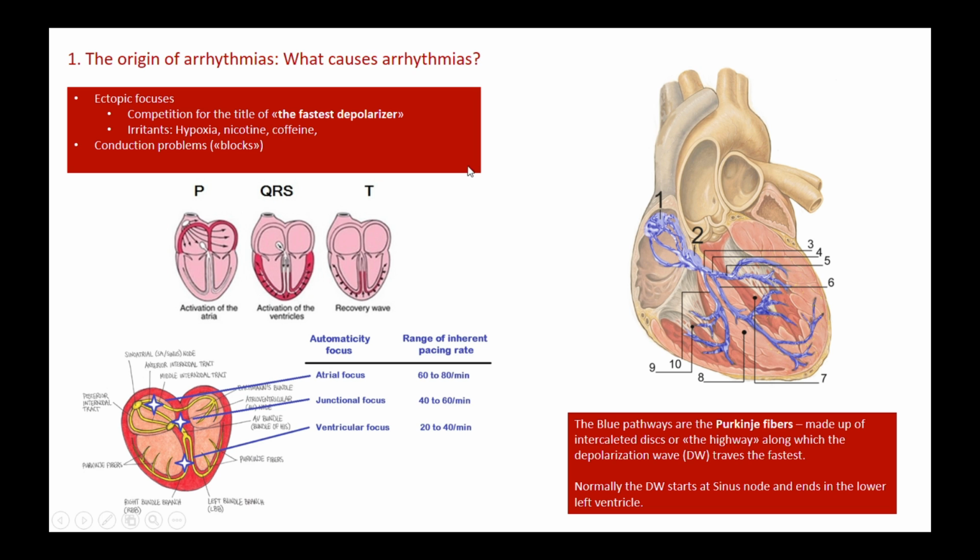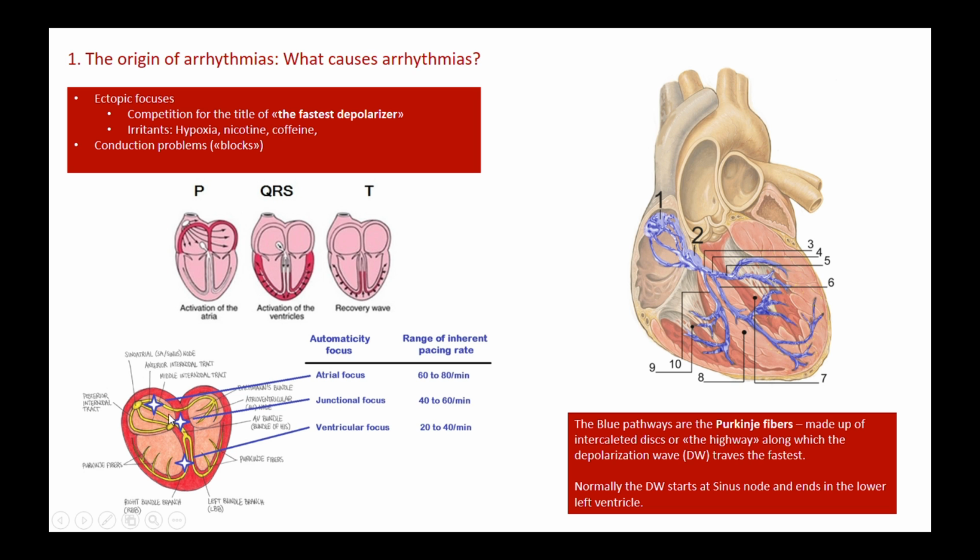And this can happen by means of irritants or conditions like hypoxia, substances like nicotine, caffeine, stress, increased epinephrine, adrenaline in the blood, and also another origin of arrhythmias can be conduction problems.